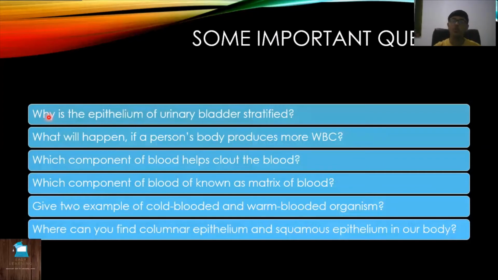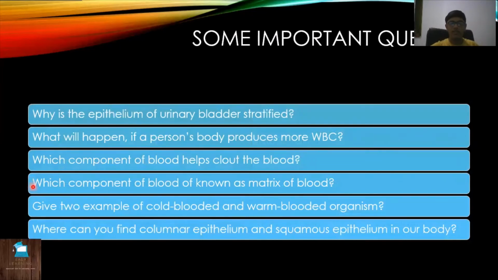Second, what will happen if a person's body produces more WBC? Just now I told you. You can rewind the video to get the answers. You can also pause it anywhere you want to. And then next, which component of the blood helps clot the blood? We just saw it. You can rewind the video and see it again and again to get the answers.